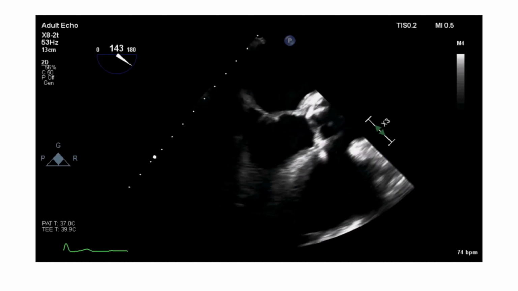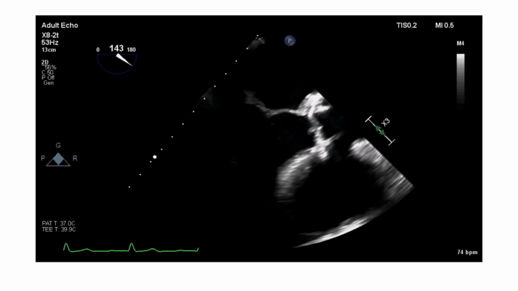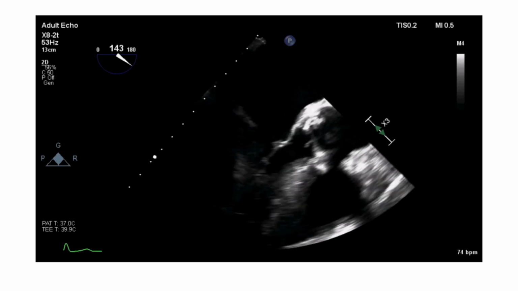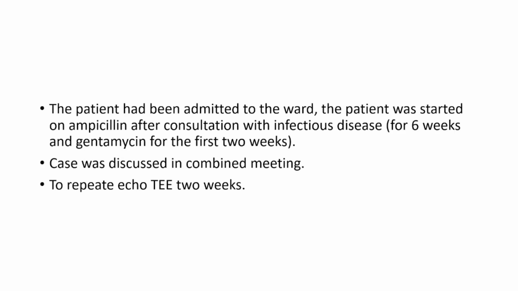Length was about 7 millimeter at that time. Then infective endocarditis was diagnosed according to Duke criteria, 1 major criterion and 3 minor. The major criterion was an echo vegetation, and the minor criteria were fever, culture positive for a non-specific organism, and a predisposing cardiac lesion, which is a prosthetic valve.